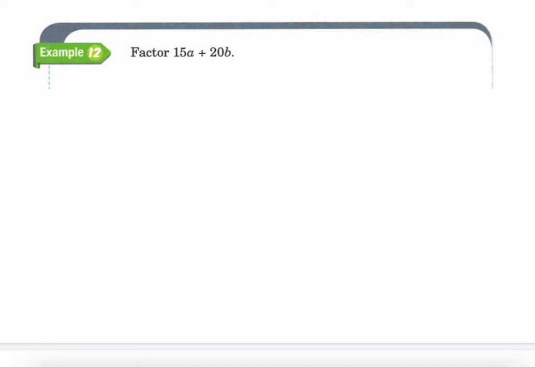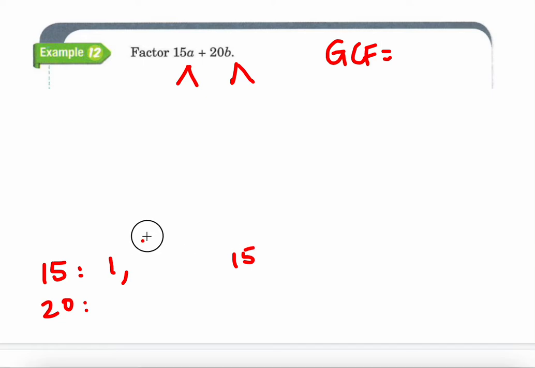All right, let's take a look at an algebraic expression then. So here is example 12 from your book. Factor 15a plus 20b. All right, so again, we have to break it down and try to find the GCF, okay? So let's find the GCF first between 15 and 20. So 15 is 1 times 15, and 2 doesn't go into it because it's not even. 3 and 5. 3 times 5 will get me there. And then I just have a 4 left over because I'm working my way in. 4 times 4 is not 15, so I know I'm done.